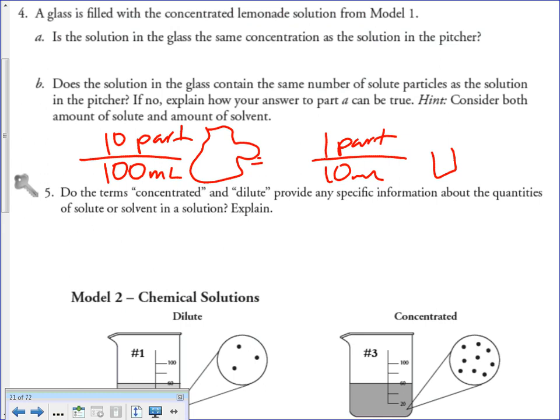Say it again. They have the same concentration. Why? Because they have the same ratio. Okay, so we use the words dilute and concentration or concentrated to qualitatively describe something.